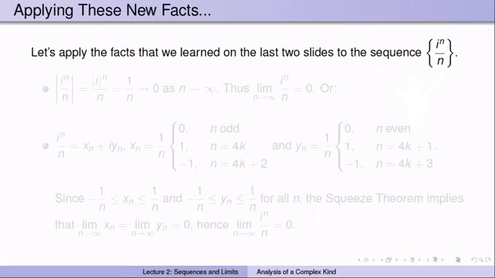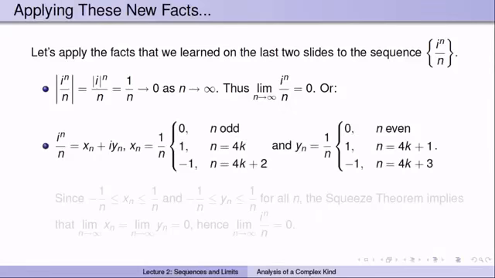So let's apply these two facts to the sequence i to the n over n. I already showed you how to apply the first fact. i to the n over n, the absolute value of that is 1 over n. That goes to 0, and so the first theorem told us that i to the n over n must also go to 0. But now, let's look at real and imaginary parts.